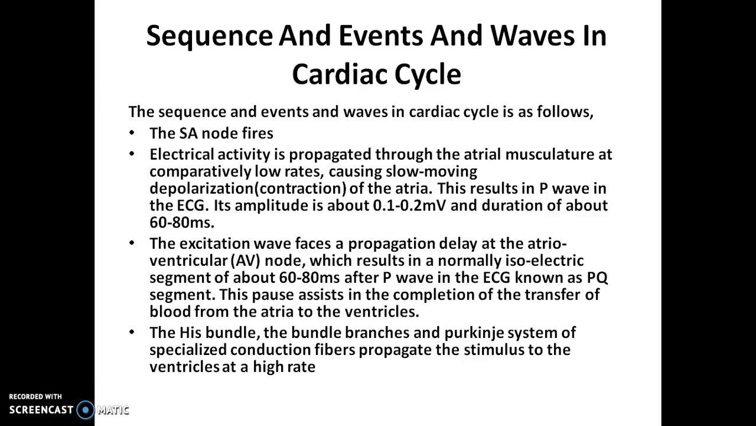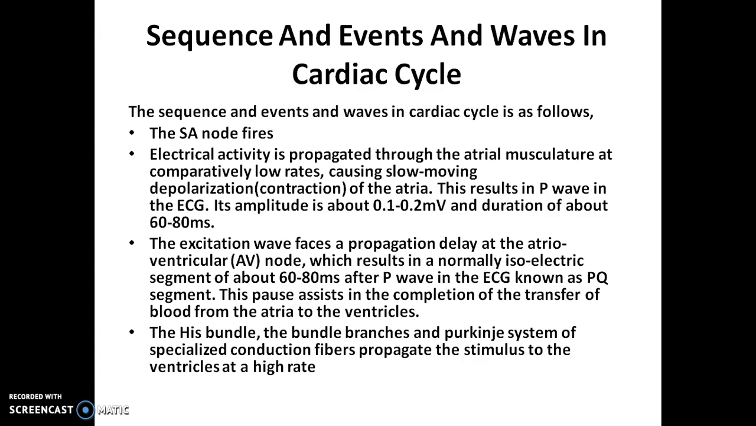Now we will talk about what happens in the cardiac cycle. What are the events and the sequence that take place in the cardiac cycle? Cardiac cycle means the timely pumping of the heart. The heart is every time pumping the blood, so it is called a cycle, because it is happening again and again. What happens first in the cardiac cycle is that the electrical impulse from the SA node fires. The SA node is where the electrical impulses are generated.